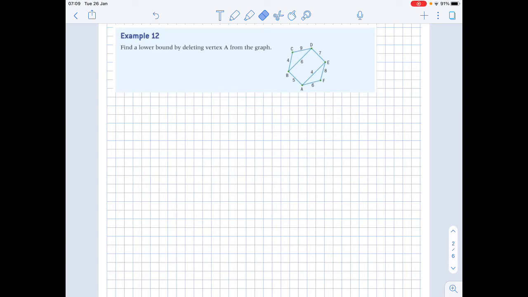We're going to look here at finding a lower bound to the travelling salesman problem using the deleted vertex algorithm. So here we have a copy of a graph, and we're asked to find a lower bound by deleting vertex A. You can repeat this process by deleting different vertices. So if we delete vertex A, we remove every edge that is incident to A. So we're then going to find the minimum spanning tree of the remaining graph, B, C, D, E, F.